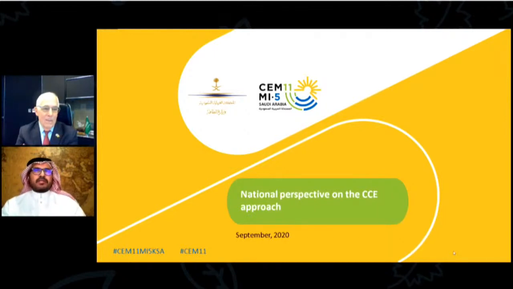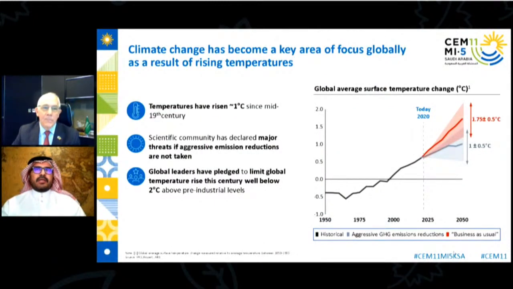I think we had a discussion on the climate change and how the focus has shifted. So if we go to that slide, please. And I think this has been discussed thoroughly, so I don't have anything to add, just to remember what are the business as usual scenarios and the aggressive emission reduction that have been targeted under the Paris Climate Agreement.